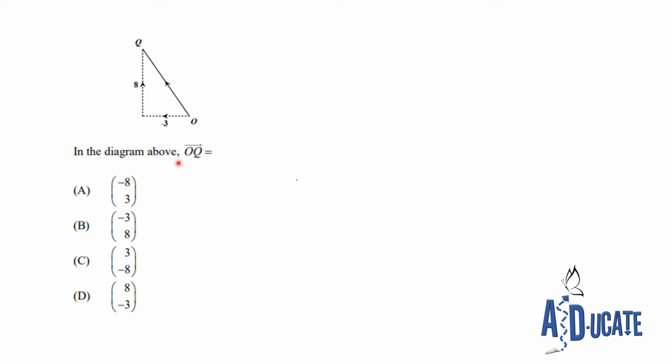And so our position vector here, yes, it is called a position vector, has an x component of -3 and a y component of 8. And so our column vector is (-3, 8). So our answer here is B.